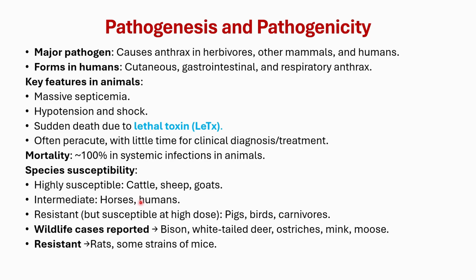Cattle, sheep and goats are highly susceptible. Horses and humans are intermediately susceptible species, and pigs, birds and carnivores are considered resistant even though they can be infected when exposed to high doses of the organism. Anthrax has also been reported in wildlife including bison, white-tailed deer, ostriches, mink and moose. Rats and some strains of mice show strong resistance to infection. This variation in susceptibility plays a key role in the epidemiology and control of anthrax outbreaks.